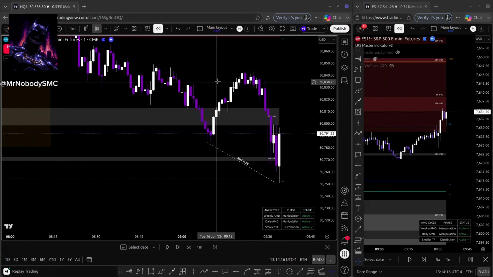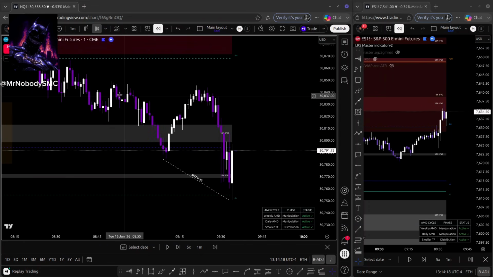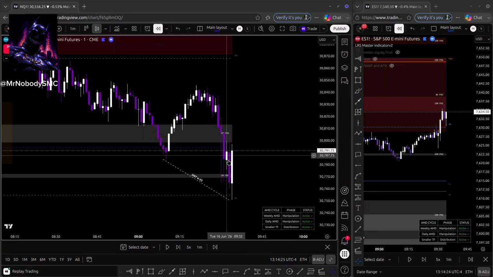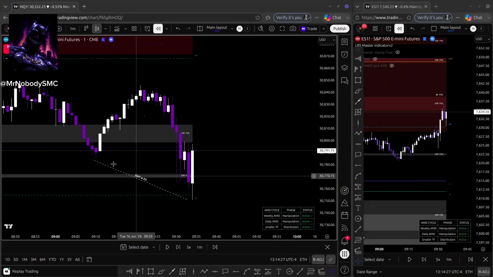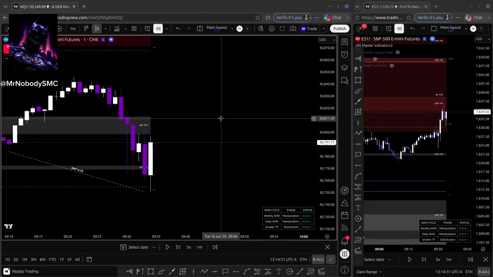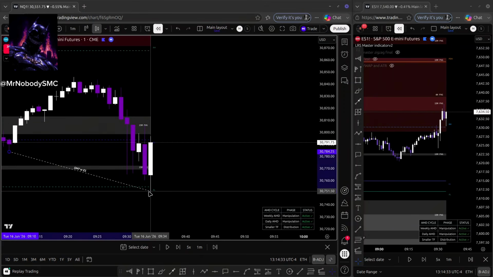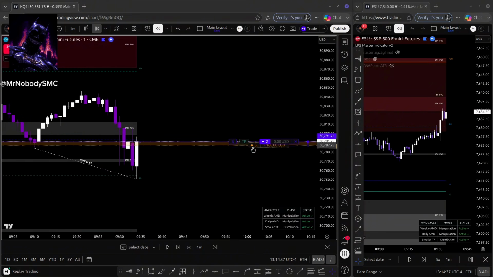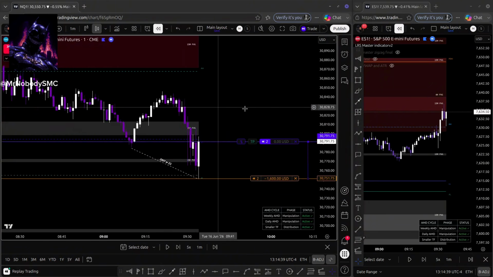We already had a trap right here. Accumulation, manipulation, distribution, fake distribution. Boom, we reversed. 930, swept these early longs. I'm interested in trading these. So take a buy right here. Stop loss goes at the protected low.